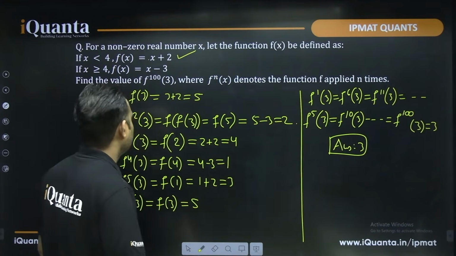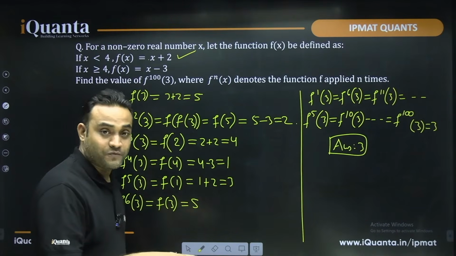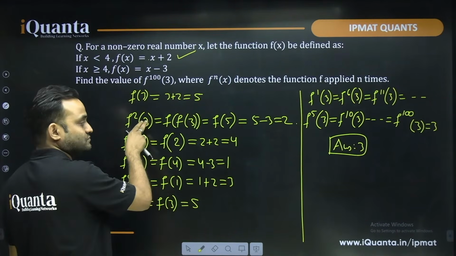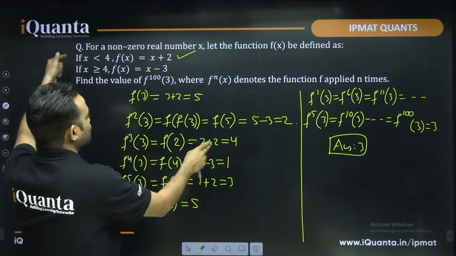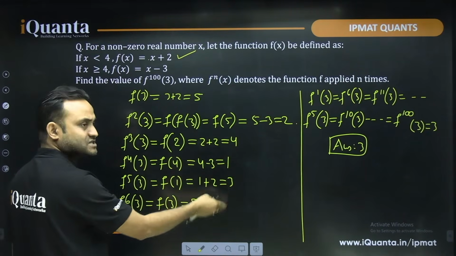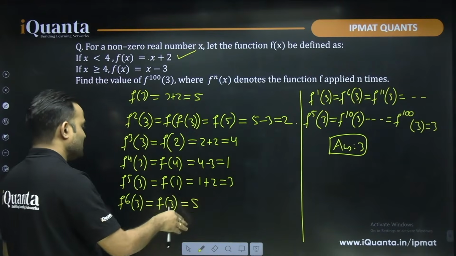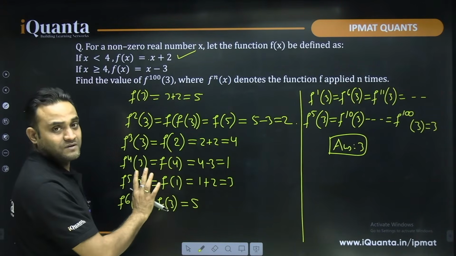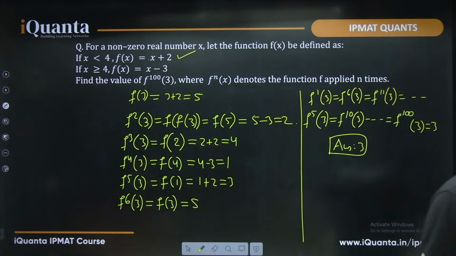What will be f3(3)? That will be f of f2(3). What is f2(3)? That is 2. So f(2) will be 2 plus 2, which is 4. Then f4(3) will be f of f3(3). Same thing. Next, we take the last output and solve it. So it will repeat itself. After every 5 terms, it will repeat itself.